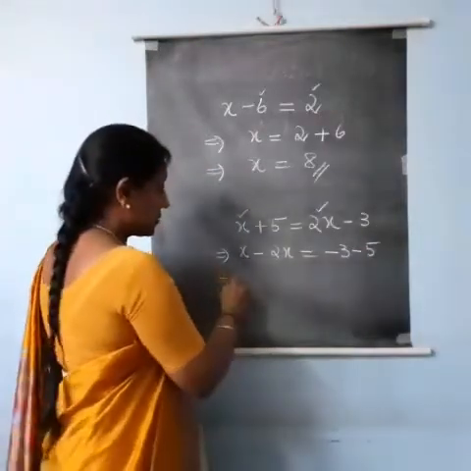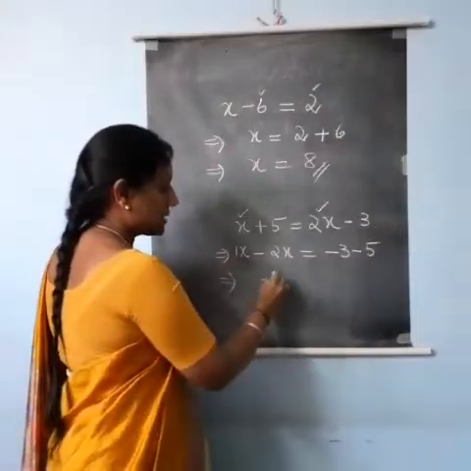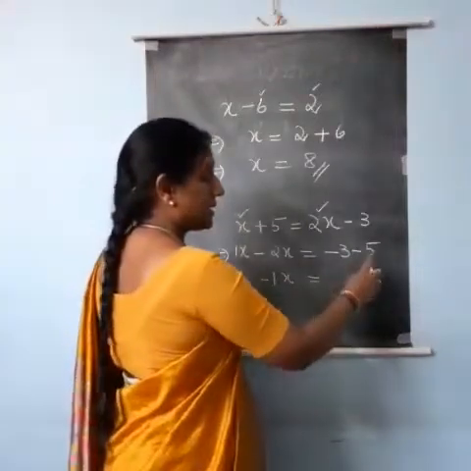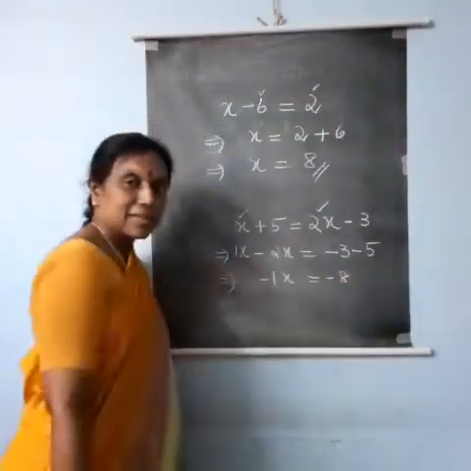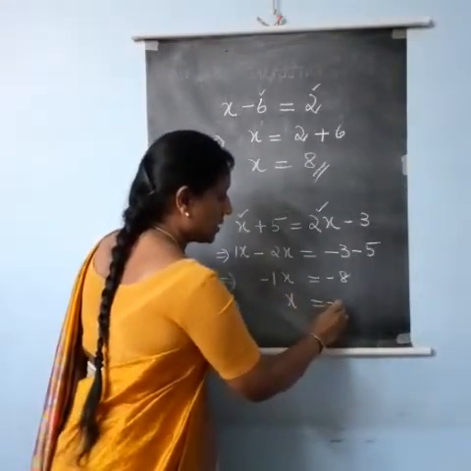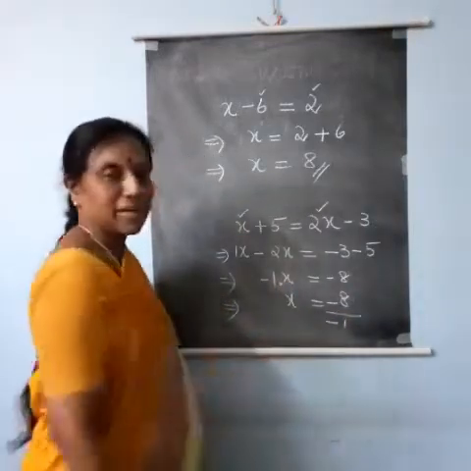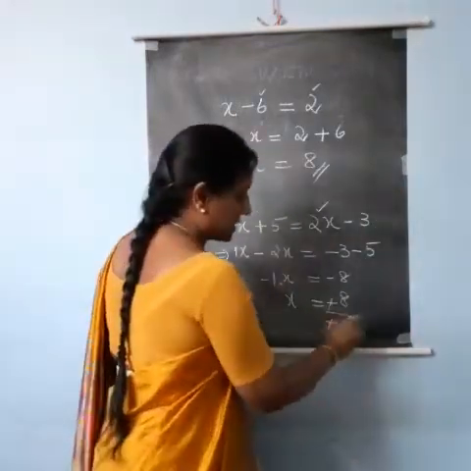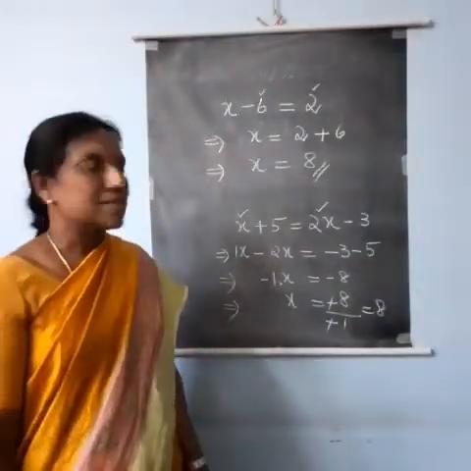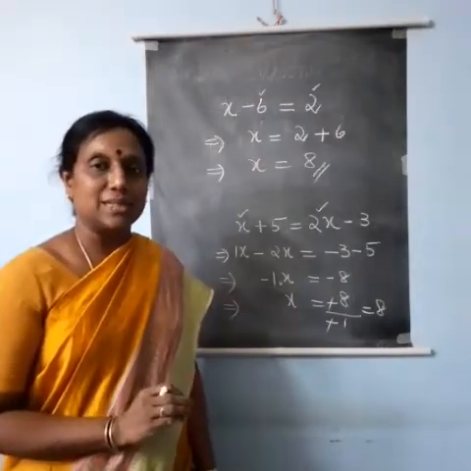Have you got it? So what is 1x minus 2x? It will be minus 1x, correct? Is equal to minus 3 minus 5 is minus 8. Have you got it? So that implies x is equal to minus 8 divided by minus 1. Multiplication will become division. So when you cancel out, the answer will be 8. Have you understood? So this is how you will transpose and find the solution of a linear equation in one variable.